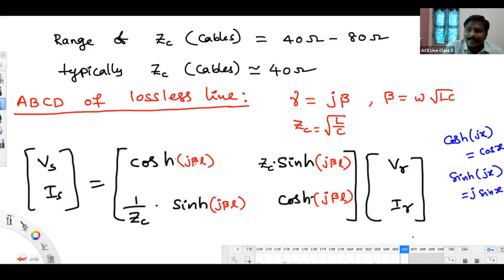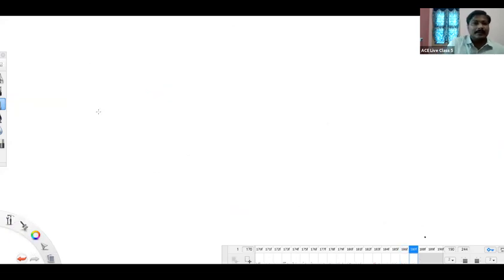So cosh of jβL, I will write simply cos βL here. Sinh of jβL, I will write j sin βL. Here also you get j sin βL, and here you get cos βL. Clear? So let's make that replacement in the next slide for this ABCD.